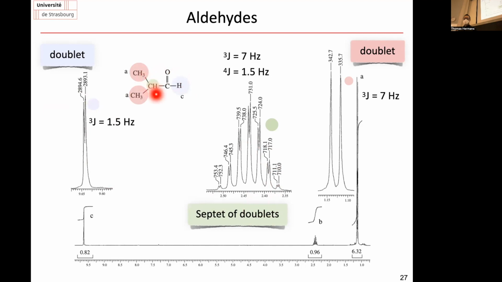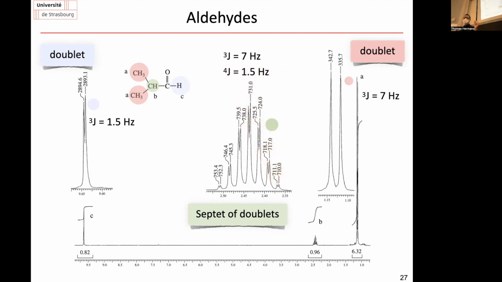And okay, let's look at the most difficult one. So here we have a septet, but again with splitting. So if you look at Pascal's triangle, okay, I'm not going to draw it further, but you would expect this distribution in intensities. But then because we also have the splitting from the aldehyde, this septet splits into doublets. So you have a septet of doublets. If we look at the splitting between the larger peaks, let's say, then you see that it's 3J coupling, 7 Hertz. And if we look at the smaller coupling, it's 1.5 Hertz. So it's very, very narrow.